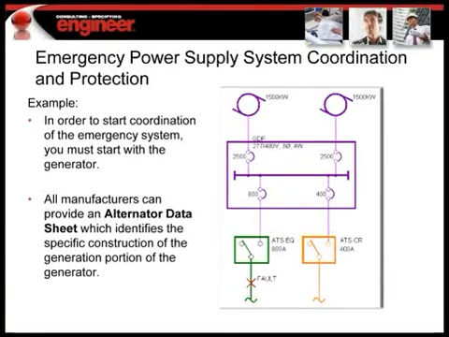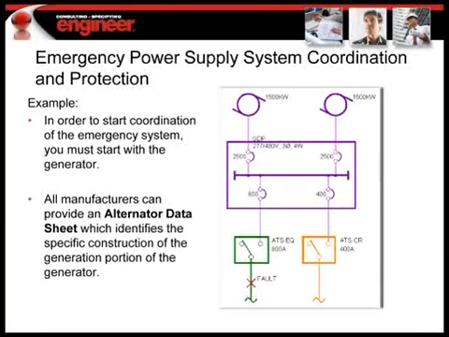So when you're doing a coordination on an emergency system, you have to start with the generator. The first thing you need to do is get the parameters for the generator, model the generator, and then start your coordination. If you start down at the lowest level, at your 120, it may all be changed by the time you put in that generator. It may change everything. So the first thing you need to do is model your generator, and then work your way down the system.